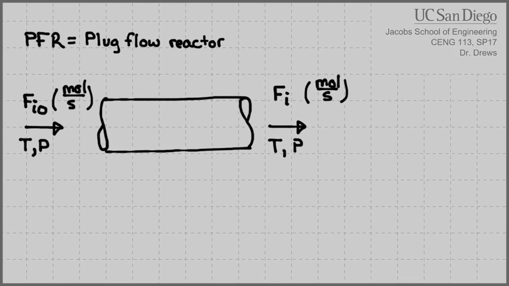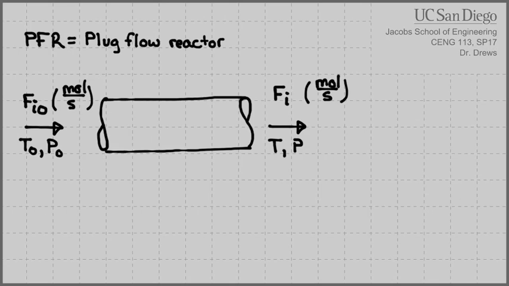Oops, I forgot my subscripts. These are T0 and P0 over here, because those are inlet conditions. So T0, P0. If we know all molar flow rates and all temperatures and pressures, we know everything there is to know about what this reactor is doing. We can do the entire system in terms of concentration, but we won't get to that until we finish the material balance.